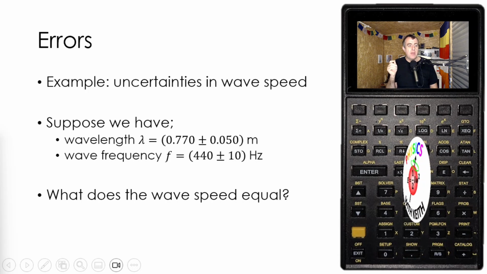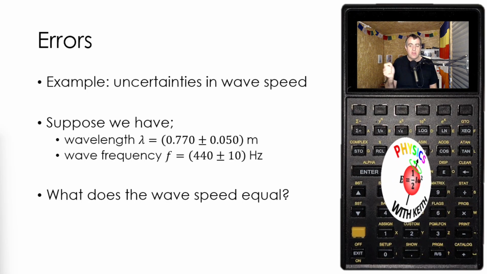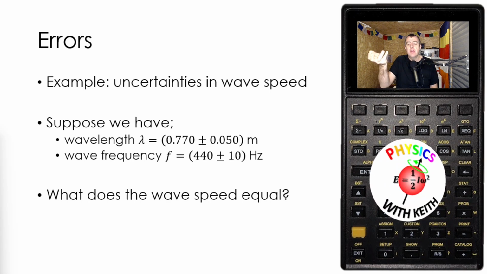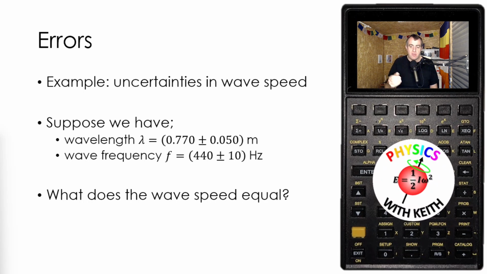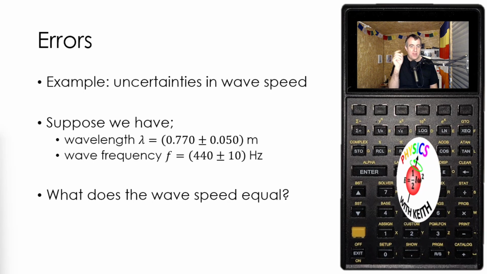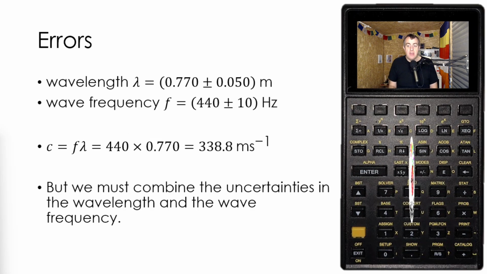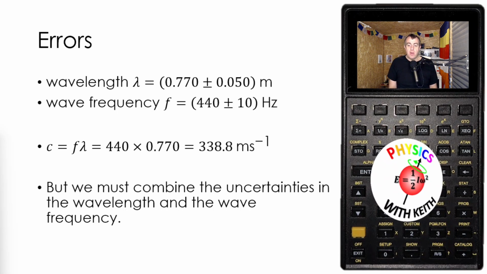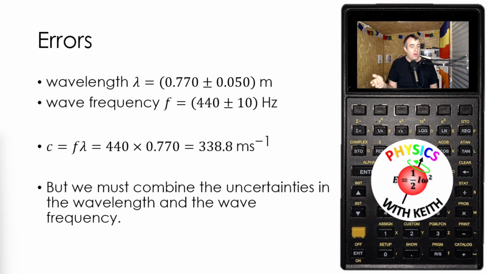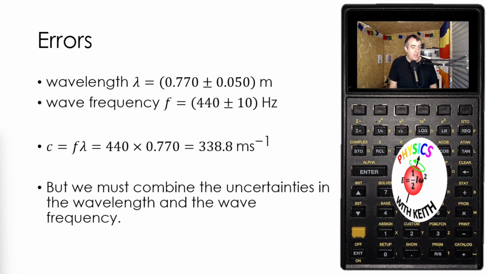This is an example of wave speed calculation. So in wave speed, we're multiplying together frequency and wavelength. And let us suppose that I've got the wavelength and the frequency expressed like this with absolute uncertainties. And we're asked, what does the wave speed equal? Well, I can easily calculate the wave speed mean just by taking the mean wavelength, that's 0.770 meters, and multiplying it by the wave frequency, that's 440 hertz. When I do that, I get 338.8 meters per second. Okay, fine.